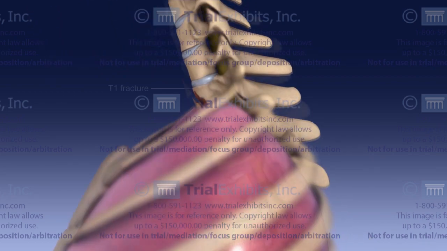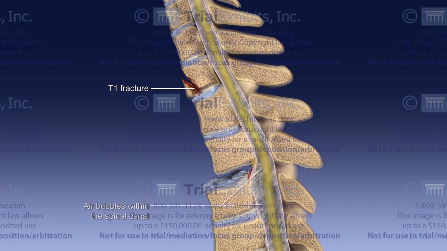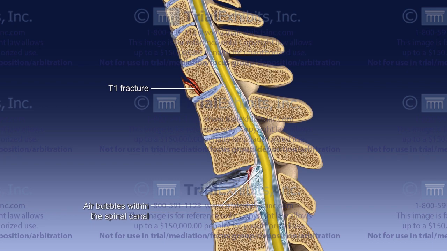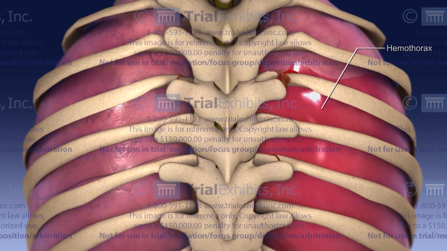The animation even allows us to shift to a sectional view to highlight the resulting deformity of the spinal canal, with air bubbles mixing with the cerebrospinal fluid. More rotation reveals additional fractures of various ribs adjacent to the spine, and the addition of the lungs allows us to include the blood within the thoracic cavity.